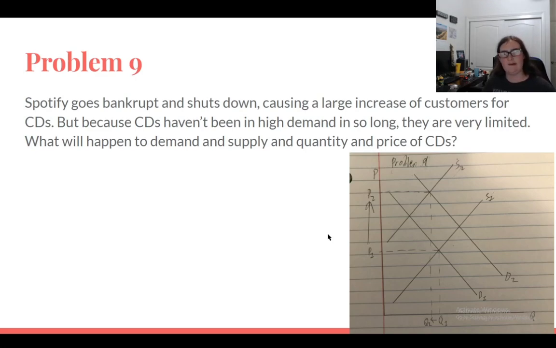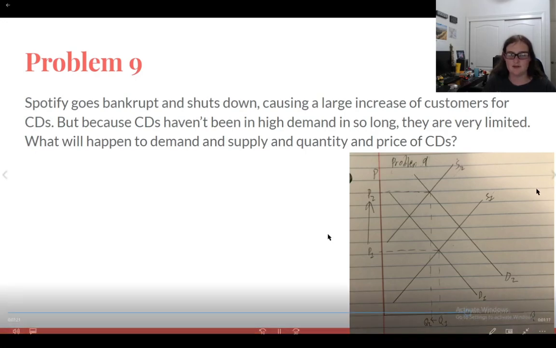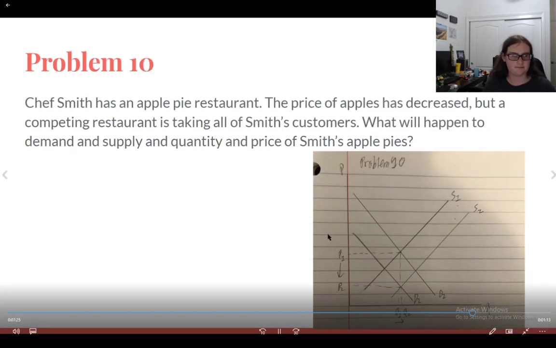For this one, the supply of CDs decreases because there's so little of them, and because Spotify went bankrupt and shut down, there is more demand for that music. So the result of that will be a drastic increase in price, and quantity will decrease.